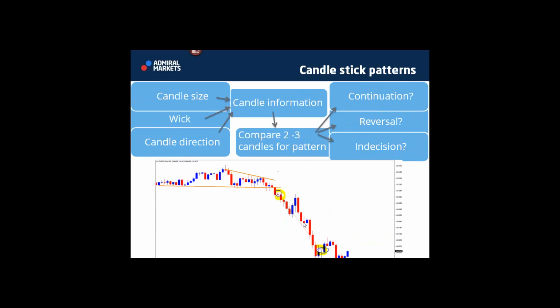All right. So when analyzing candles, I focus on these three things. I look at candle size, I look at wick, and I look at candle direction. That gives me the candle information, basically, that I'm looking for. I can then take 2-3 candles and start looking for candlestick patterns as well. That would be the next step.